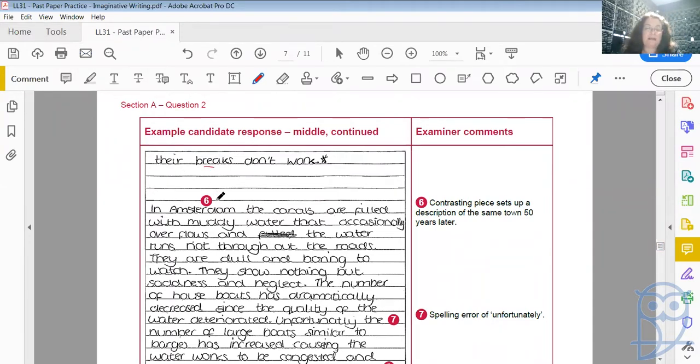In Amsterdam, the canals are filled with muddy water that occasionally overflows, and the water runs riot throughout the roads. Okay, so here now, we start the contrasting piece. The contrasting piece sets up a description of the same town 50 years later. And perhaps this is apparent simply by the space that is left between the two paragraphs.